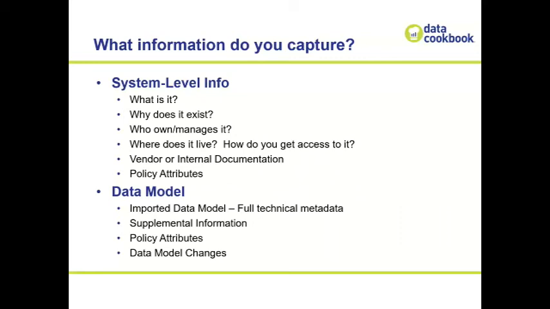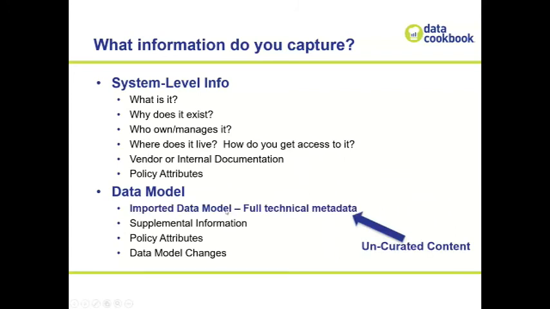Then you have the data model. The data model is information that you've ingested about the full set of data that's available in the database or the spreadsheet or the API or whatever it is. That's the full technical metadata as it exists, plus any supplemental information you put above and beyond what's documented in the technical database, and additional policy attributes at the object level. Also, being able to track and understand changes is important. As this data model has versioning, there are new tables, things that have been obfuscated, added, or changed. Being able to track that is an advanced feature if you can get to it. So that's the type of information you want to capture.